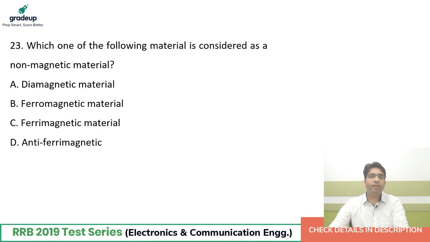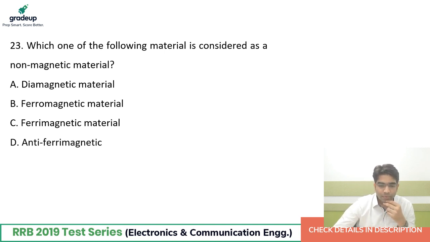Which of the following material is considered as a non-magnetic material? Yes. What is the use of RJ11? RJ11 is used in telephone. RJ45 is used in Ethernet cables or LAN cables.